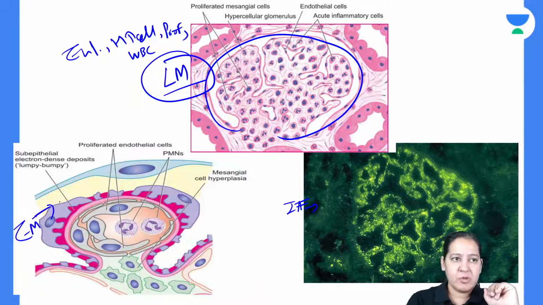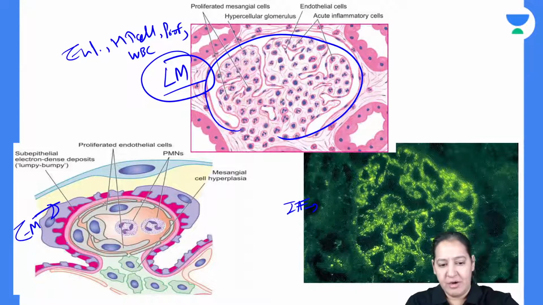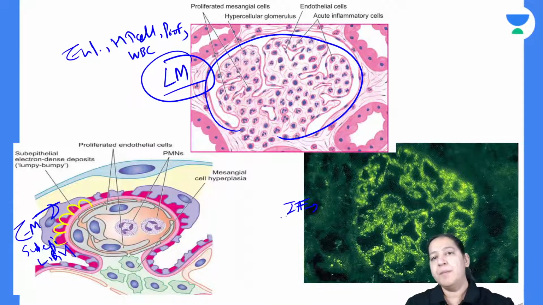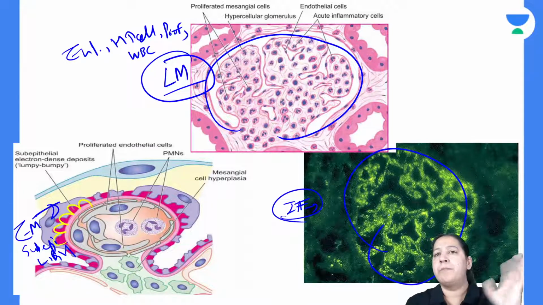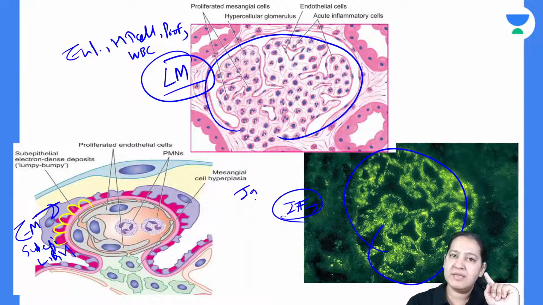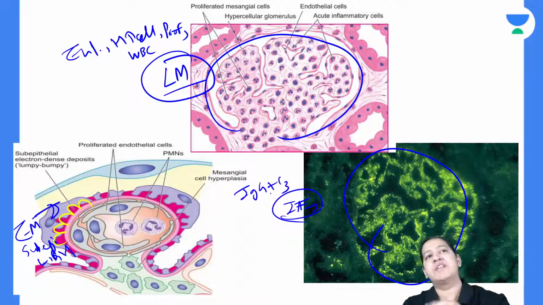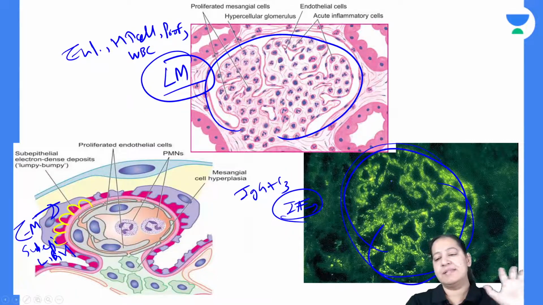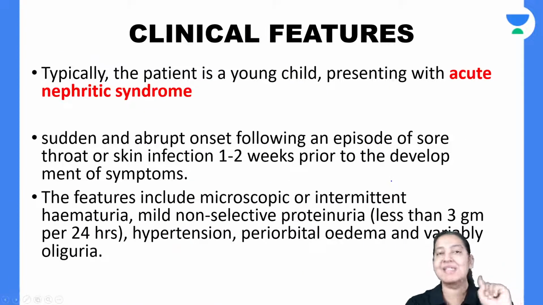In electron microscopy, the dark pink color deposits you can see. Can you see the dark pink color deposits? So the location of the deposit is subepithelial and they are lumpy, bumpy, humpy deposits. That's it. In immunofluorescence, you can see the composition here. The composition is IgG plus C3, right? By taking various antibodies, we will come to know this composition. So that is the summary. Last thing is clinical feature.